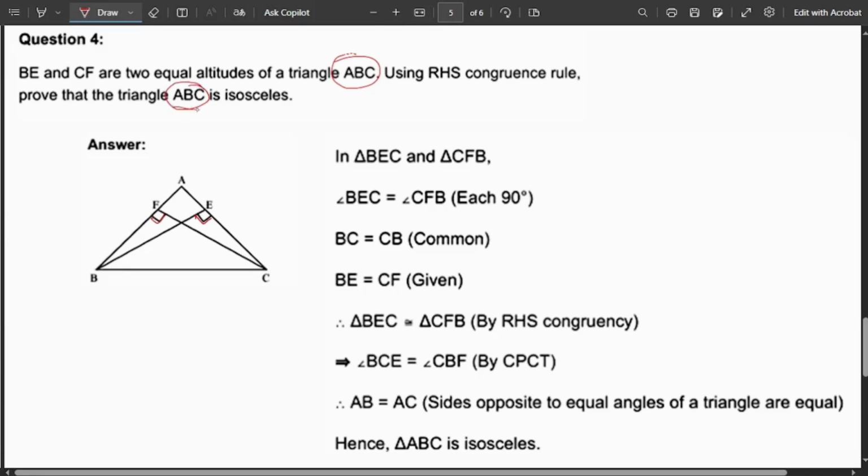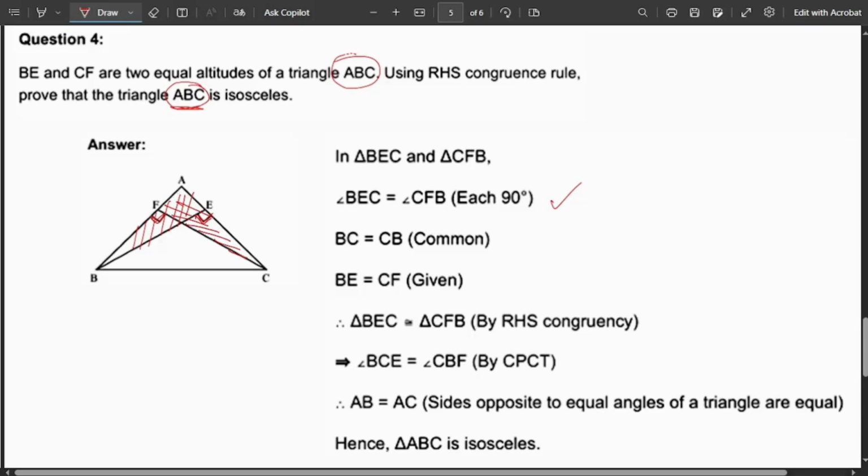To prove ABC isosceles, we have to show one pair of sides are same. So to prove this, we just consider these two small triangles. Here we see that angle F equals angle E. These are 90 degrees as BE and CF are altitudes. Now BC equals CB.